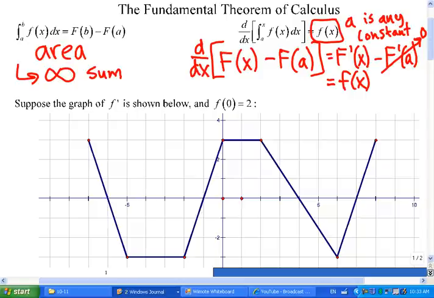And one thing that you're going to be asked to do on the AP exam is to connect all three levels, between the function, the antiderivative, and the derivative together. So that's what we're going to try doing here.